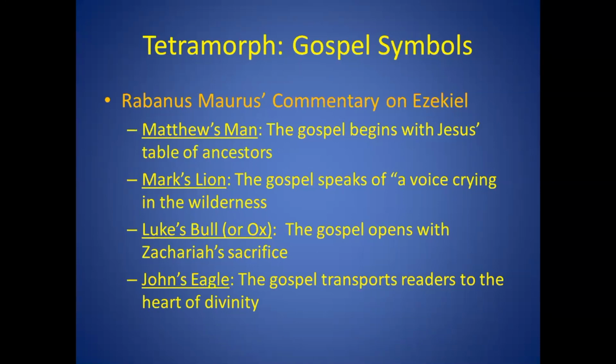Mark's lion, that gospel has a line about a voice crying in the wilderness, and Rabanus Maurus connected that with a lion growl or whatever in the wilderness. The bull connected with Luke's gospel is because it opens up the gospel that starts out with Zechariah's sacrifice, and the bull is a symbol of sacrifice. And then John's eagle, because that gospel transports readers to the heart of divinity. So this is Rabanus Maurus's interpretation and how it became connected very closely as the Middle Ages went on with the four gospels.